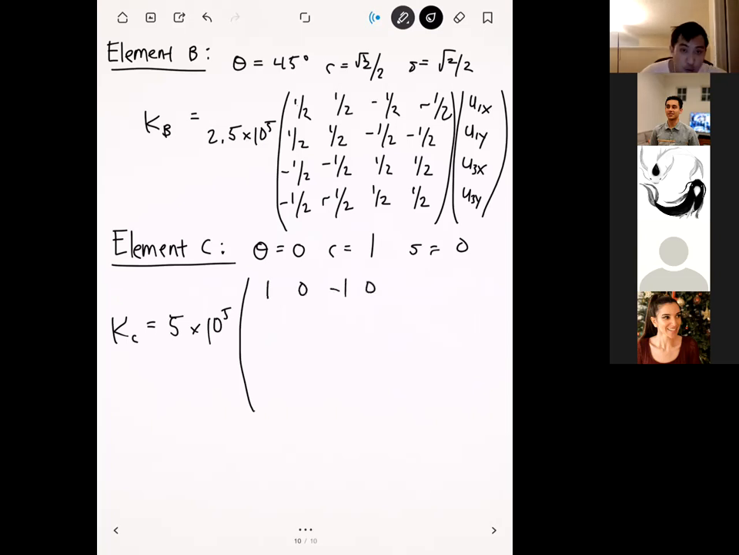Okay, so first row is going to be 1, 0, minus 1, 0, and then 0, 0, 0, 0, and minus 1, 0, 1, 0, and then 0, 0, 0, 0. Okay. And then once again, we need to write out which nodes they're acting on. And so this is going to be acting on nodes 1 and 4.